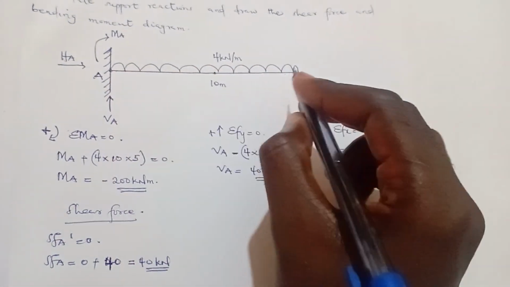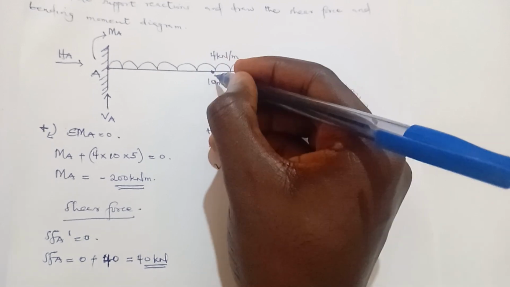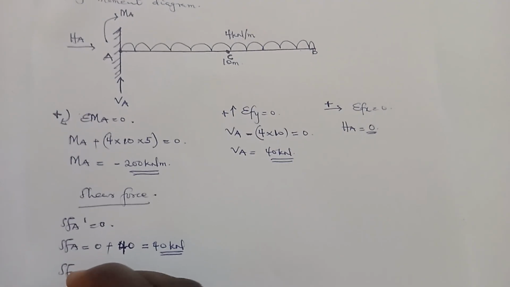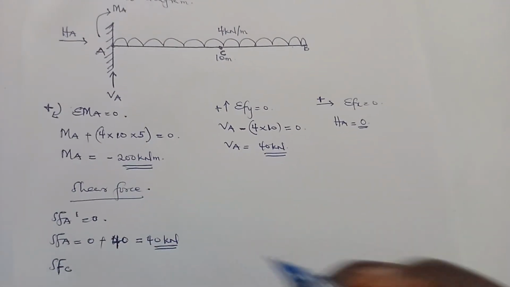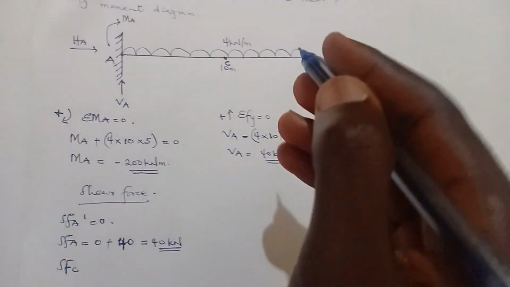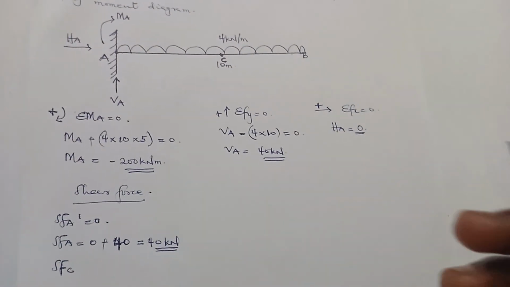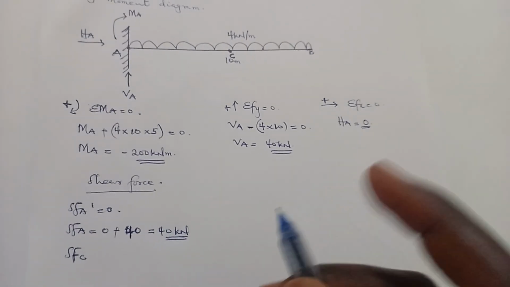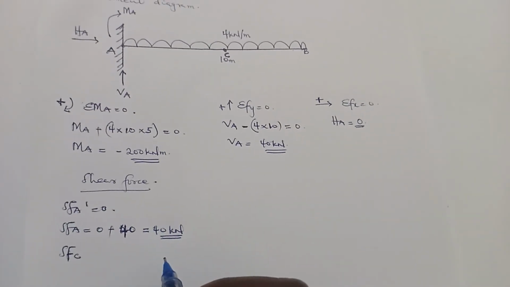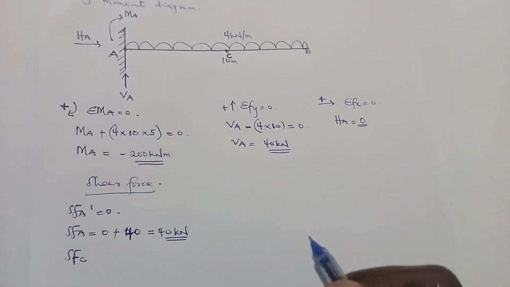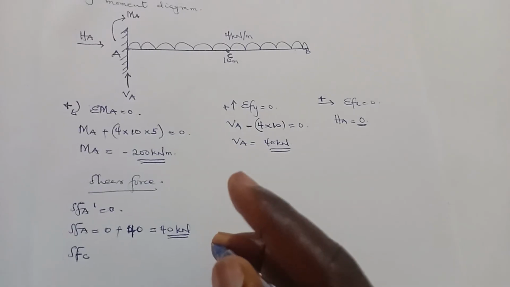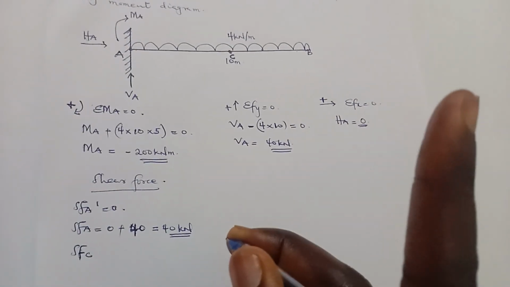So there's the UDL. We can pick the center of the UDL and call this part C. So now let's calculate for the shear force at C. When calculating for the shear force at C, because you are taking the middle of the UDL, we'll calculate only one shear force. From the previous video, I made mention that when you're calculating the shear force in a UDL, you only calculate for one shear force.